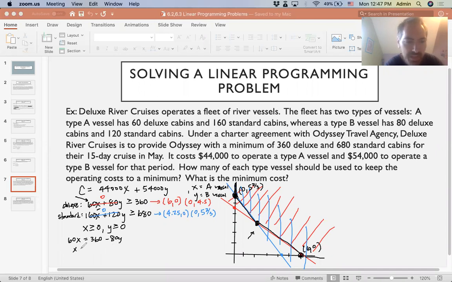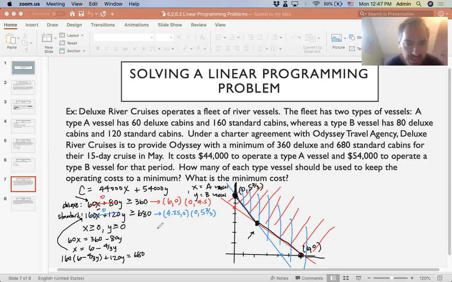And divide both sides by 60, that leaves me with x equals 6 minus 80 divided by 60 y. We'll simplify down to 4/3. Make sure that you're writing that as an exact fraction as opposed to writing it as an approximated decimal. All right, so now x equals 6 minus 4/3 y. I'm going to substitute that into the second inequality to get 160 times (6 minus 4/3 y) plus 120y equals 680.